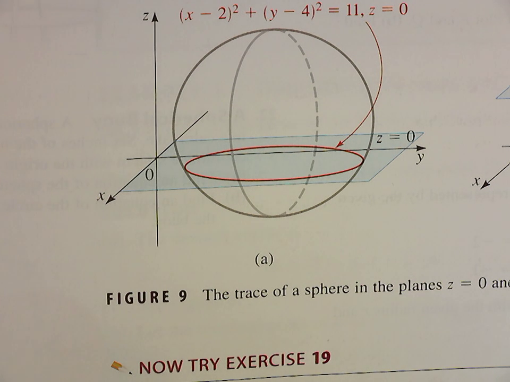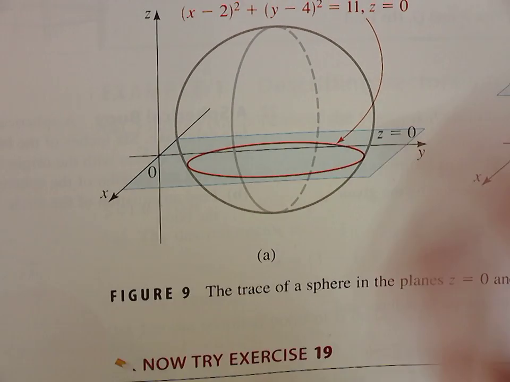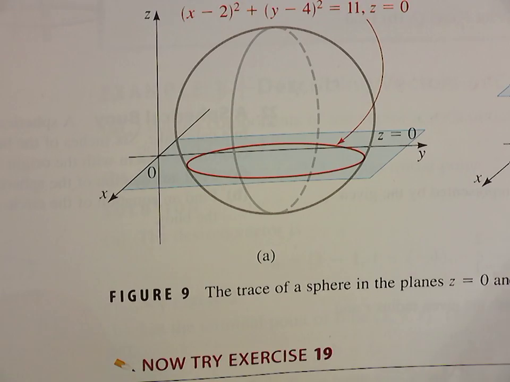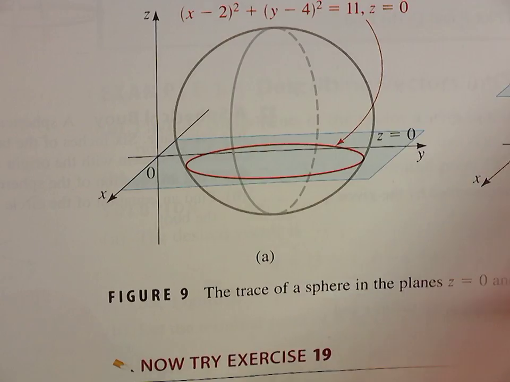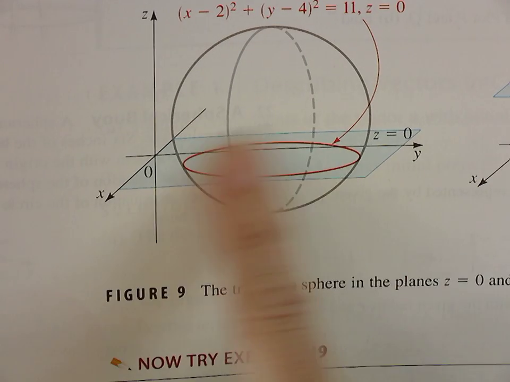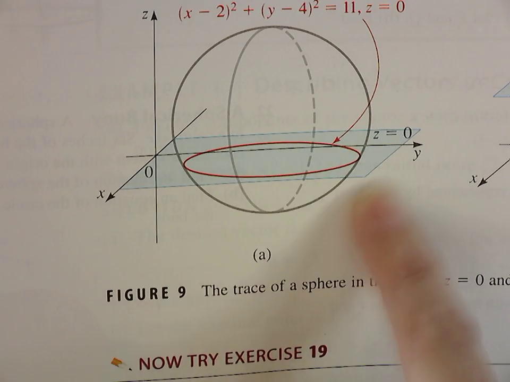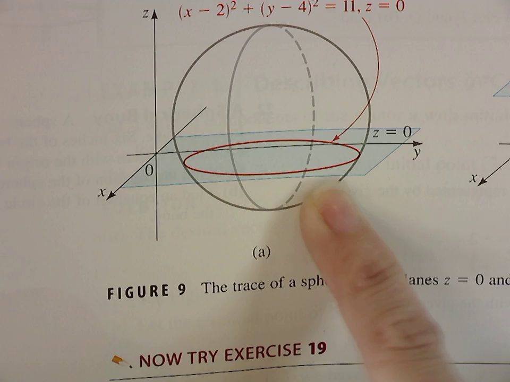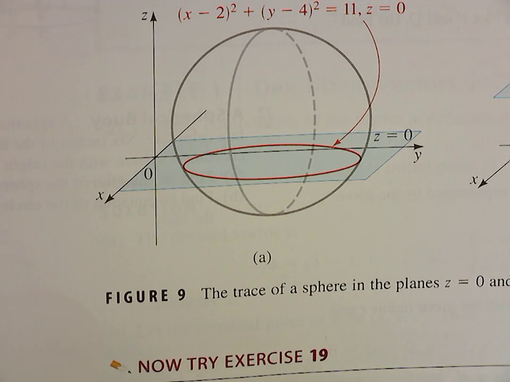Okay, so this is what the trace of a sphere is. Think of this blue shade as a plane, and if a plane is going through the sphere, look at what's left. What shape can we see here? The circle. So the trace of a sphere is always going to be a circle.